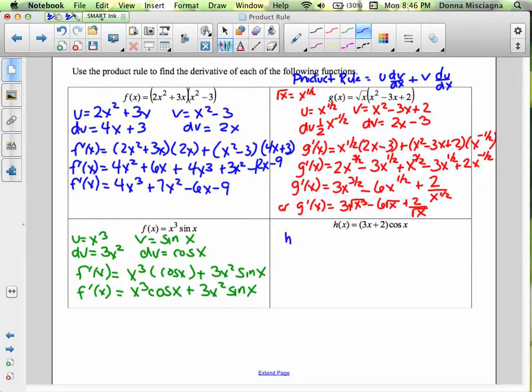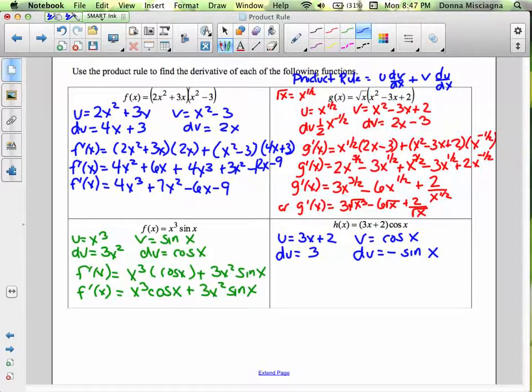All right, and then the last one there. Let's identify our u's and v's and du's and dv's. So u is 3x plus 2, and v is cosine x. The derivative of u is a whopping 3, and the derivative of cosine x is negative sine x. Remember, it's a reflection of sine x.